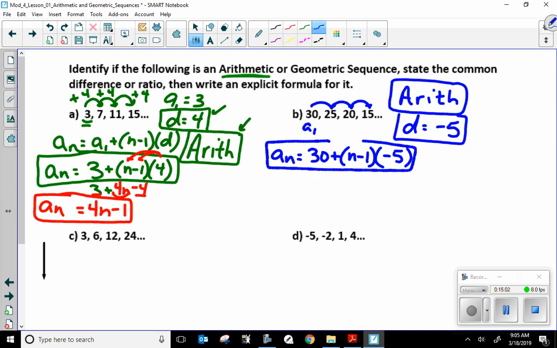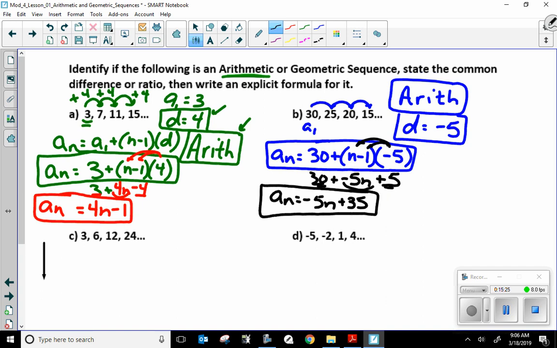If I wanted to combine these, and again, you guys should, I get 30 plus negative 5n, plus 5, because a negative times a negative is positive, which means my a sub n could equal negative 5n, 30 plus 5 is plus 35. All right, very good.